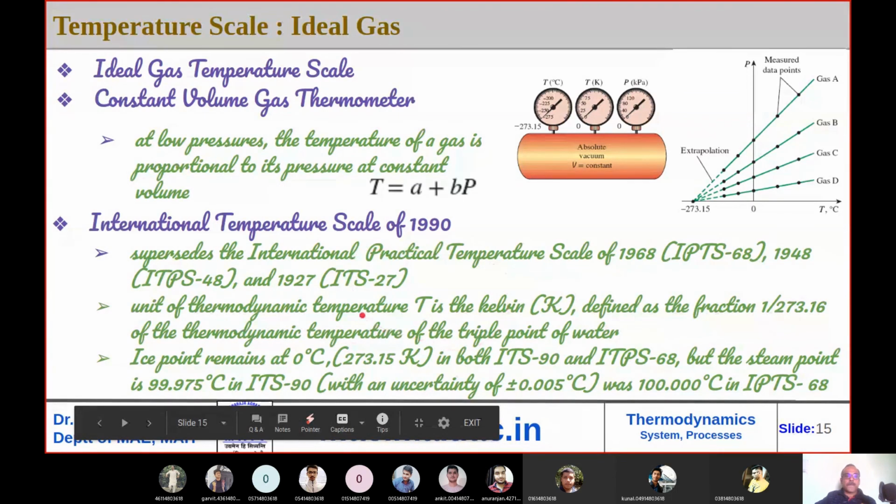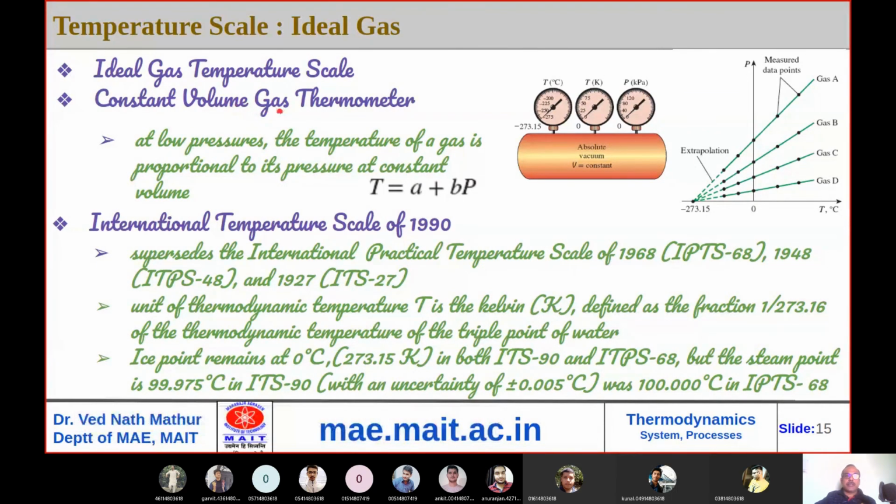I was talking about ideal gas temperature. The ideal gas temperature scale considers some property of the gas. Say there is something called a constant volume gas thermometer. It takes into consideration that at low pressure the temperature of the gas is proportional to its pressure at constant volume. So T is equal to A plus BP. So if you plot 2 points, then you can find the values of A and B.